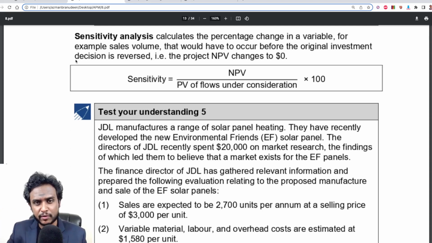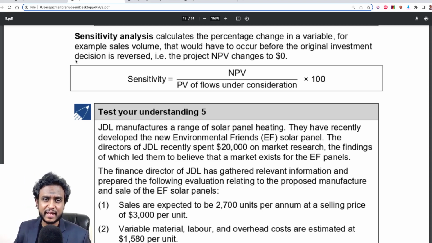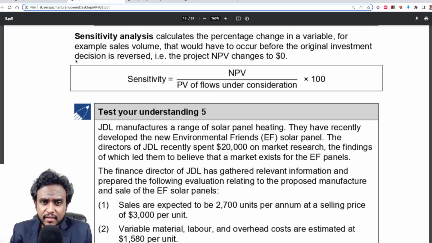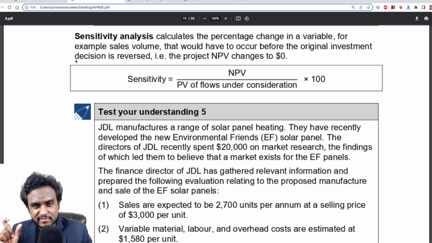So you use this formula. Basically, you divide the total NPV by the present value of the sales values alone, just the sales revenue values. You take the present value, divide it, multiply by 100, and you'll get a figure. And that figure may be like 120% or something like that. So let's say the sensitivity is 20%, that means that your NPV is sensitive to revenue by 20%. Essentially meaning that if revenue falls by 20%, your NPV will become negative.